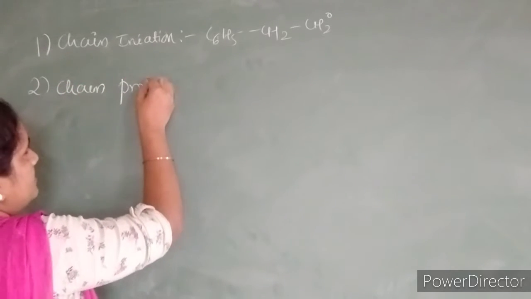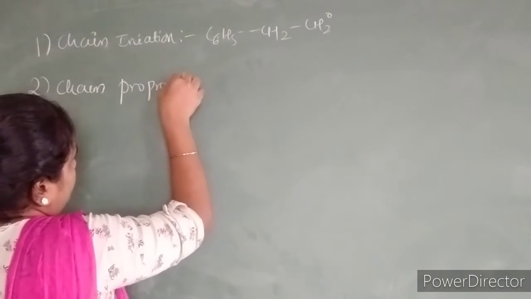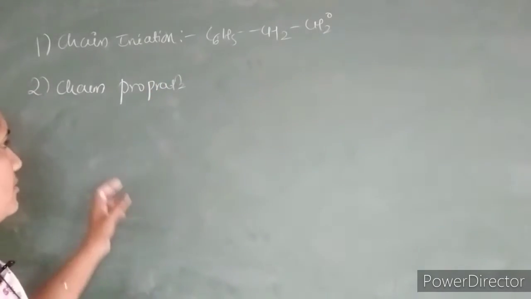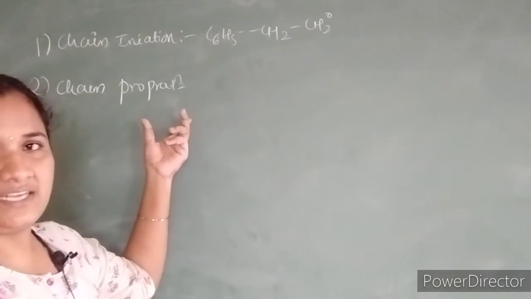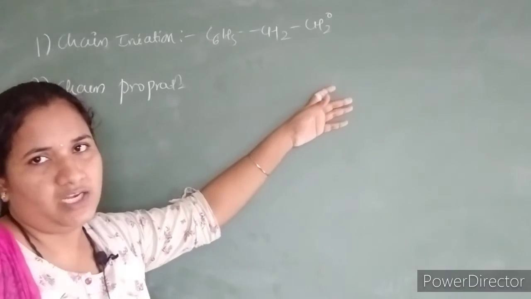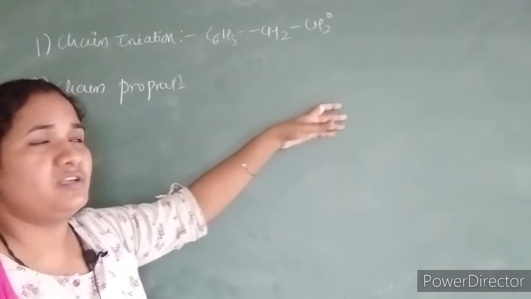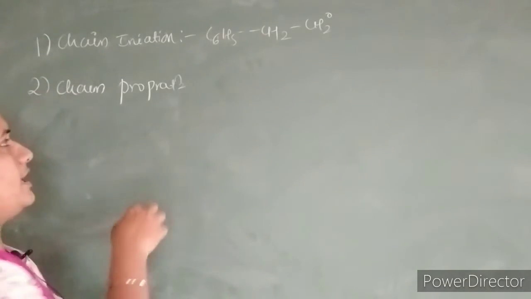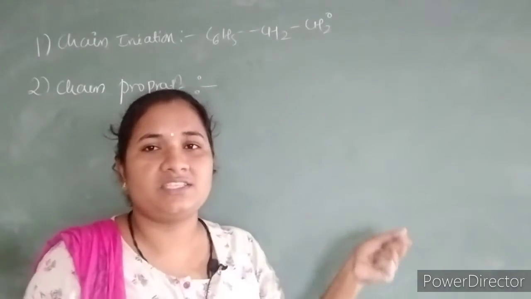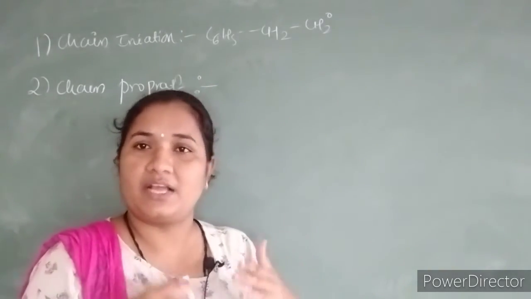As the name suggests, propagation is nothing but growing, or a continuous lengthening. Chain propagation takes place by the addition of this radical to the upcoming ethene molecules. So n number of ethene molecules will add to each other and propagate the chain, meaning they lengthen the chain. So that is called propagation.